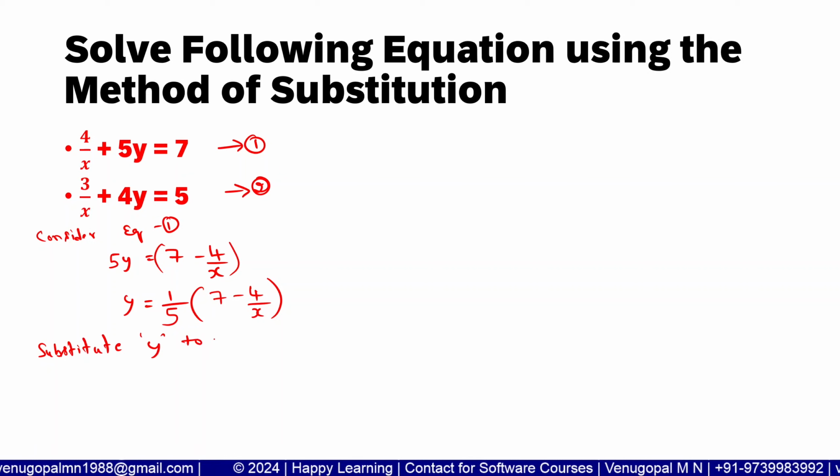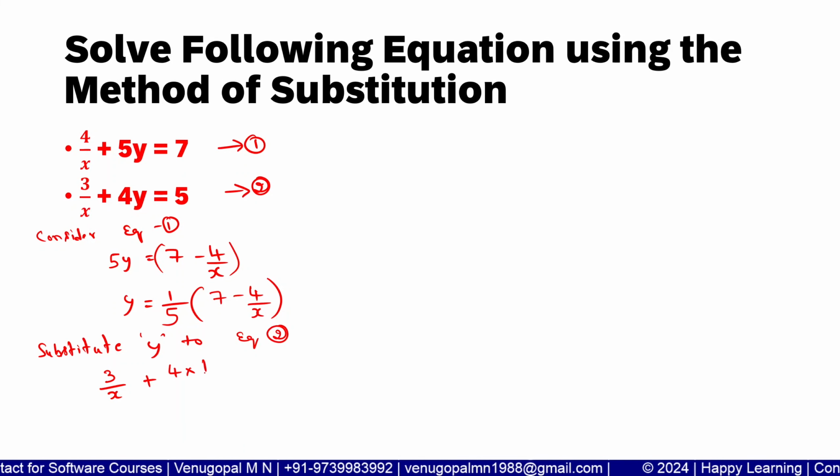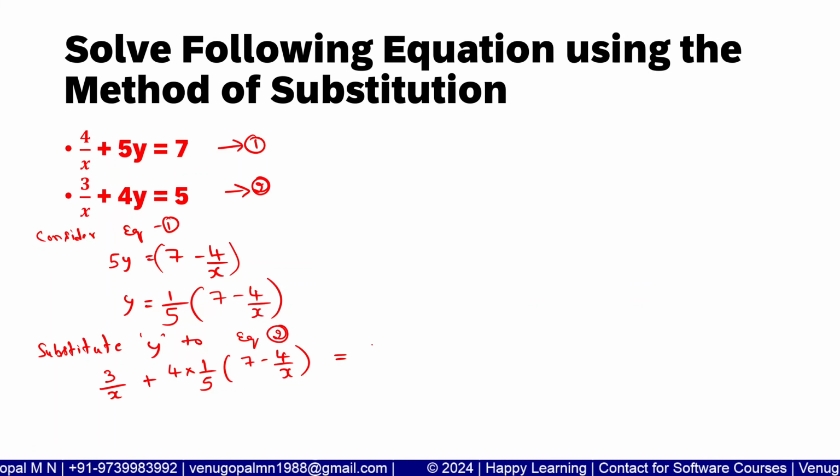Y to equation 2. Okay. So now what it will become, guys? 3 divided by x. I am considering equation x. Now instead of y, we will be populating this: 4 into 1 by 5, this value, into 7 minus 4 by x. Correct. Equal to 5. We are substituting the value of y in the equation 2.